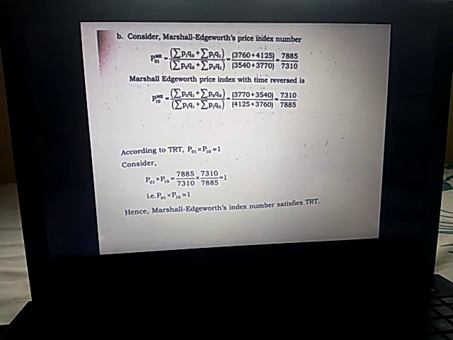So according to time reversal test, we have to get P01 into P10 as 1. We have the values calculated for P01 as well as P10 for Marshall-Edgeworth's price index number. We'll substitute it: 7885 divided by 7310 into 7310 divided by 7885. The numerator and denominator cancel each other and we get 1. That is P01 into P10 is 1. So hence Marshall-Edgeworth's index number satisfies the time reversal test.